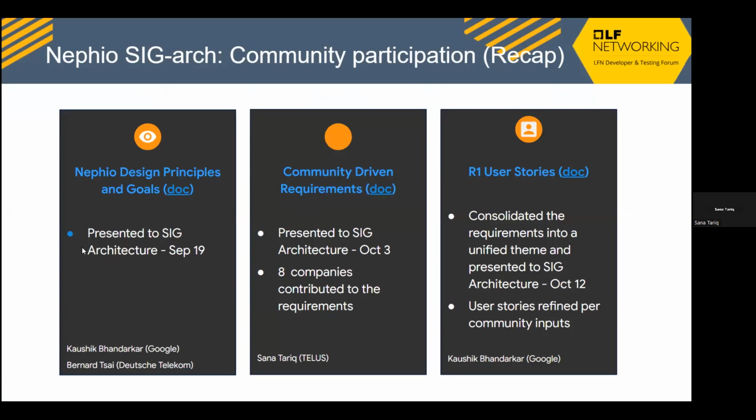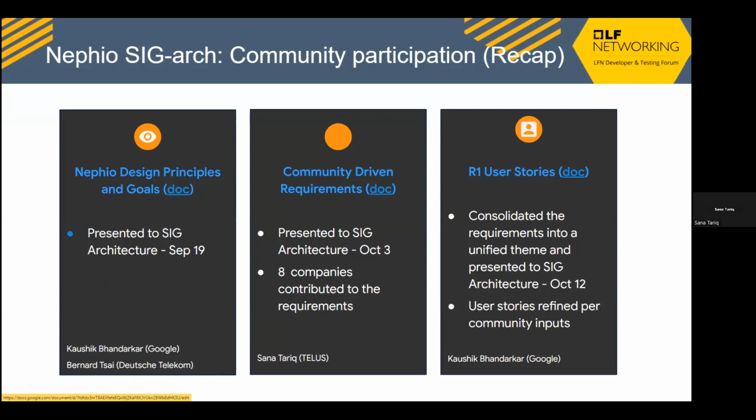We walked the community through the Nephio design principles and goals, and the contributors for that were shown on the left-hand side. Then we needed the community to give us requirements on how they want to see Nephio solving their problems for immediate releases and the long-term releases. And we gathered that document, which is captured here. You might be able to find that link once the wiki has these sites available.